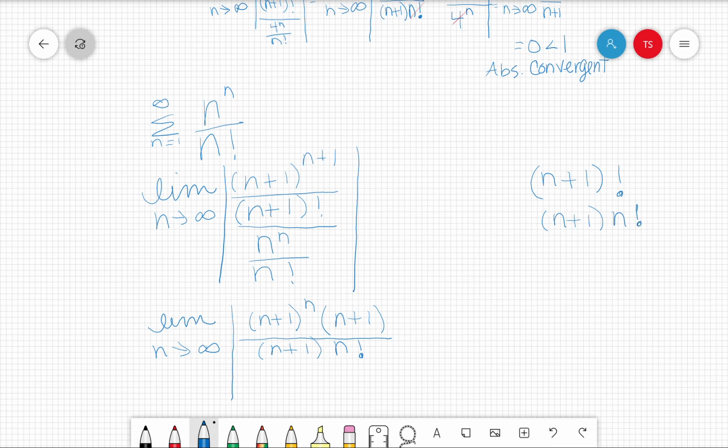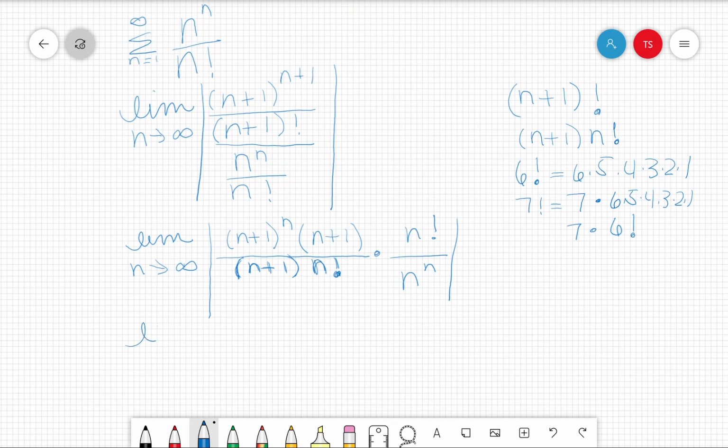And think of it this way. If we had 6 factorial, that is equal to 6 times 5 times 4 times 3 times 2 times 1. And so 7 factorial, which would be 6 plus 1, is just going to be 7 times 6 times 5 times 4 times 3 times 2 times 1, or just 7 times 6 factorial. And so that's where I'm getting this n plus 1 times n factorial. And then we'll multiply that by n factorial times n to the n.